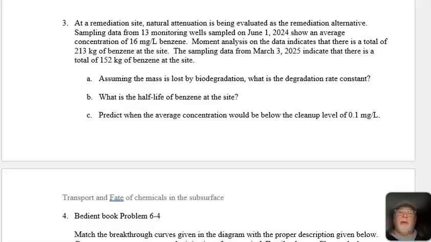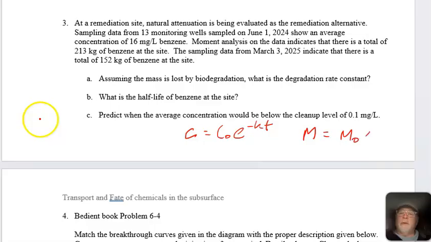The next problem is at a remediation site. This is C equals C0 e to the minus kt. We did a problem exactly like this in the notes. It gives you masses at 2 different dates. So I guess you say mass equals mass 0 e to the minus kt, given for 2 different dates.